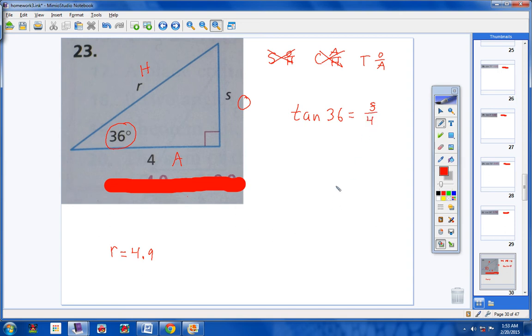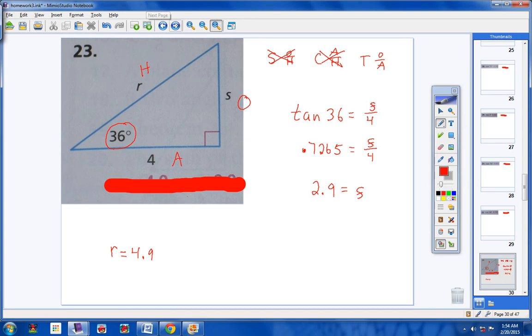Okay? Now, tangent of 36 is just a number, and it's going to be 0.7265. I'm getting that by typing that into my calculator. Equals S over 4. Now, to get rid of your fraction, we know to multiply both sides by the denominator, which is 4. So I have 0.7265 times 4, and I'm going to get 2.91. I'm just going to put 2.9 equals, multiply this side by 4, multiply this side by 4, and it equals S. So the answer to S is 2.9.